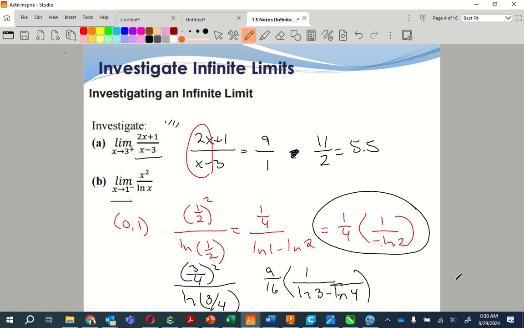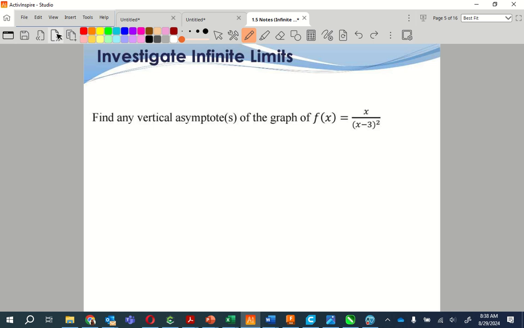Okay. All right, find any vertical asymptotes of the graph of this. Now, vertical asymptotes means what? What do I have? Up and down, right? But what would that tell me? How would I get one of those? Undefined, right? Yeah. 0 in the denominator, right? So 0 in the denominator. That's what I need to focus on.